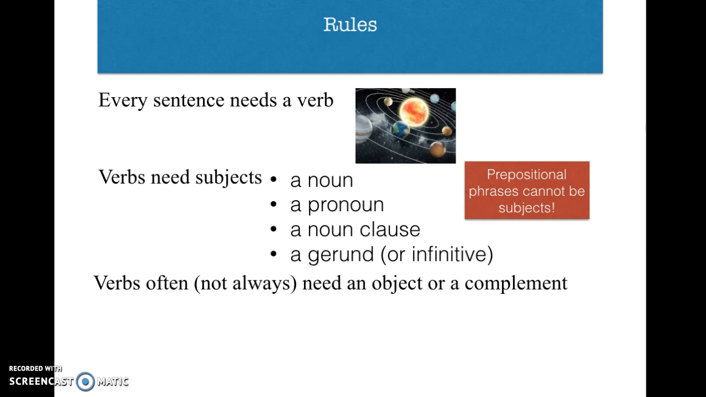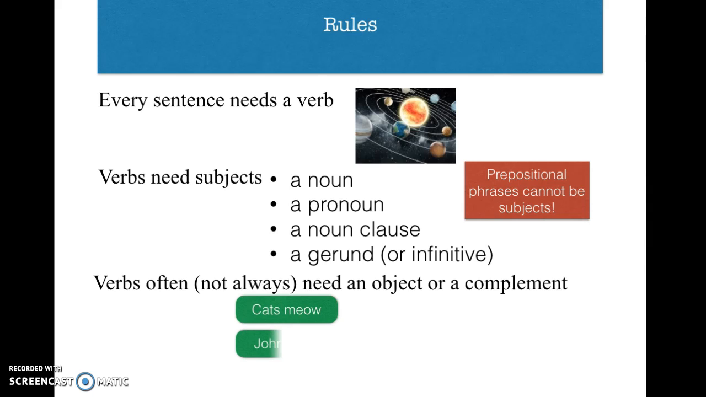Verbs also, they need subjects, but they also need what's known as an object or a complement. This is sometimes referred to as a predicate, the verb and the object together. But you'll see that this often happens, but not always. For example, cats meow is okay. Meow is the verb, cats is the subject. We don't actually need an object or a complement on top of that. This is called an intransitive verb.